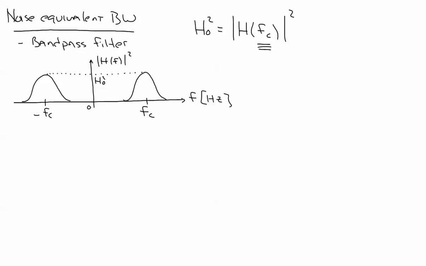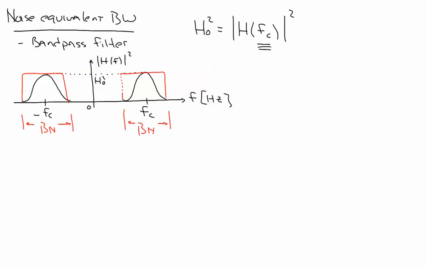And we're going to set up and find an ideal equivalent low-pass filter whose bandwidth is the noise equivalent bandwidth. Okay? What we want to find is what is the noise equivalent bandwidth.